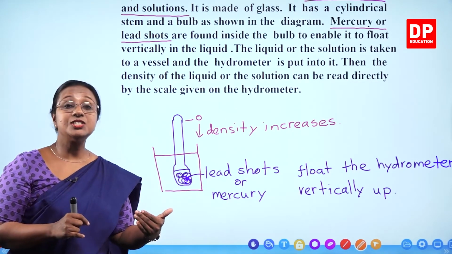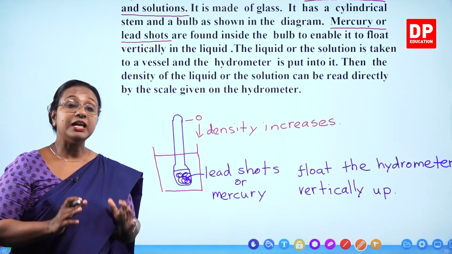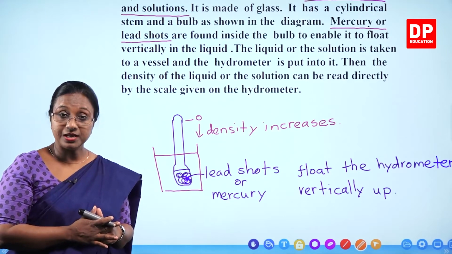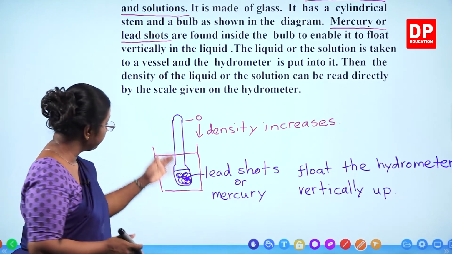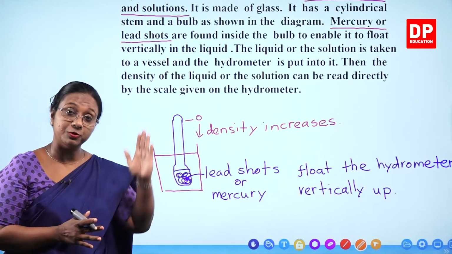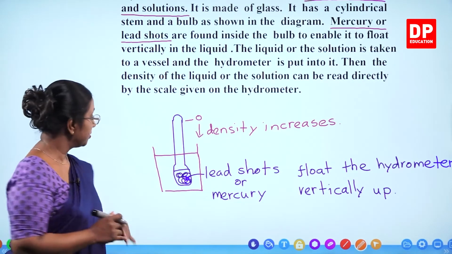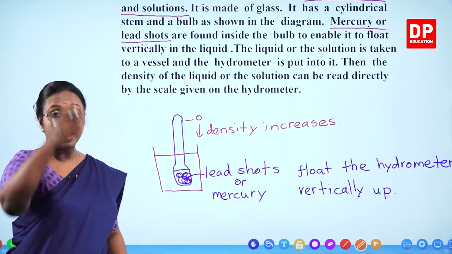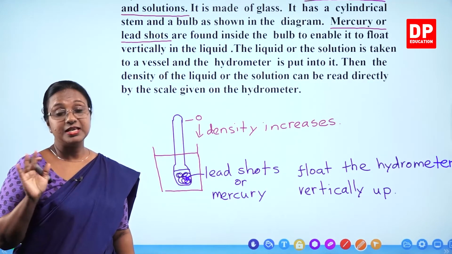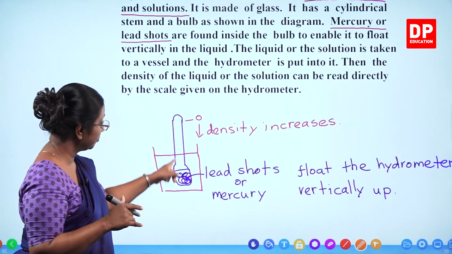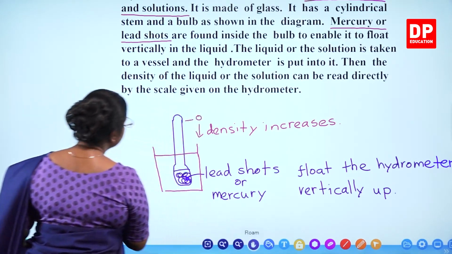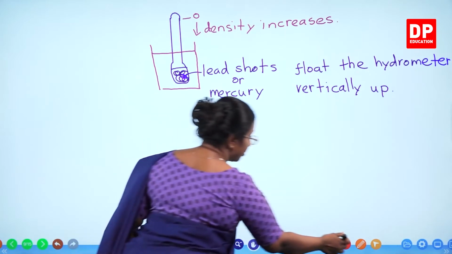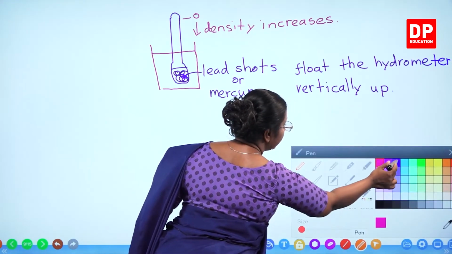But when the density of the liquid is more, it will exert a higher upthrust. So, the object will be pushed up. That is, here the hydrometer will be pushed further up. Because of that, the density reading increases when you go down the step. Is that clear to you? The glass tube like that. So, here the concept is based on the density of the liquid.